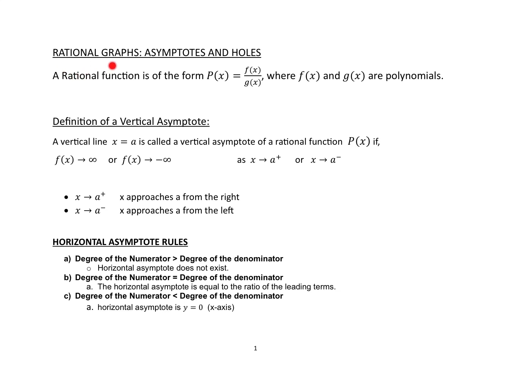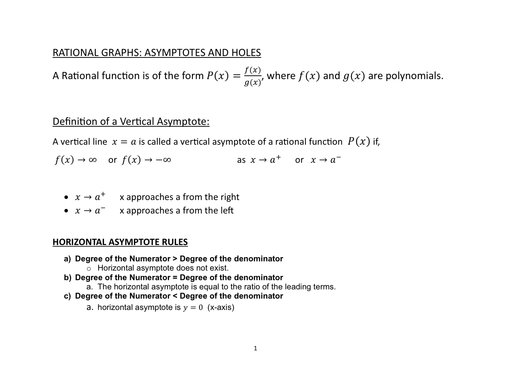Here we are looking at rational graphs. We shall look at asymptotes and holes. And first of all, the definition of a rational function is given by f of x divided by g of x, where f of x and g of x are polynomials.